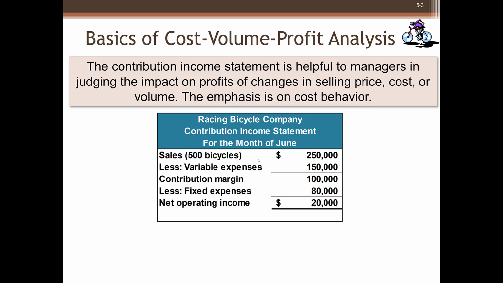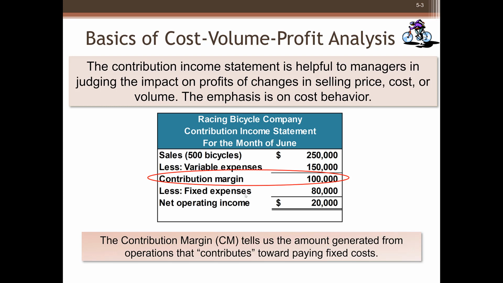We start from sales minus variable expenses. The difference is contribution margin. Minus fixed expenses, and we can get net operating income. Here, the contribution margin is the difference between sales and variable expenses. That's the capacity to cover fixed costs from operating the firm. Any remaining contribution margin goes to net operating income.